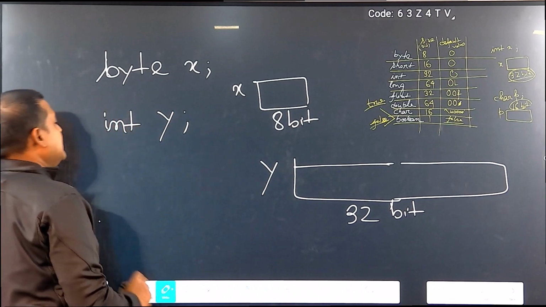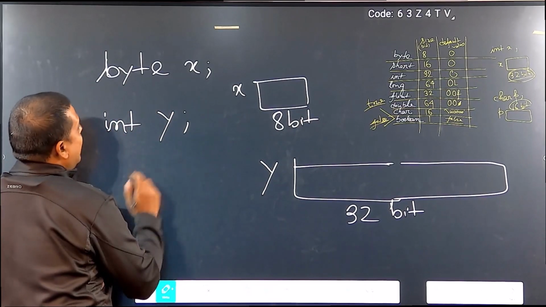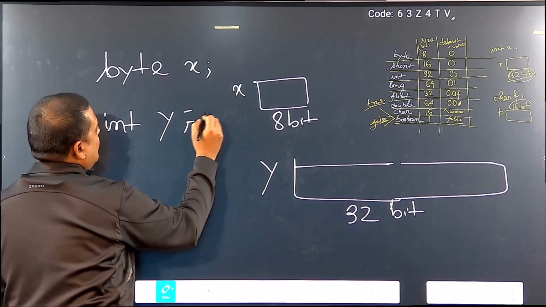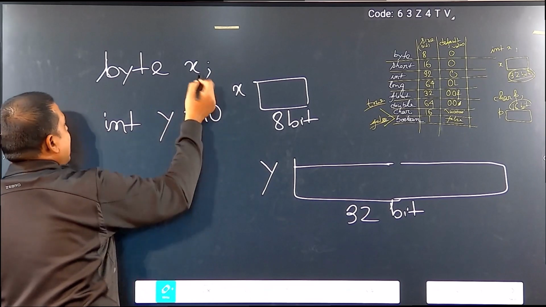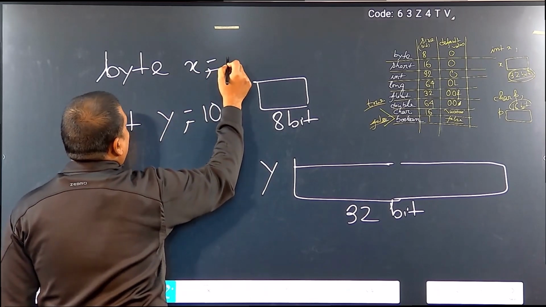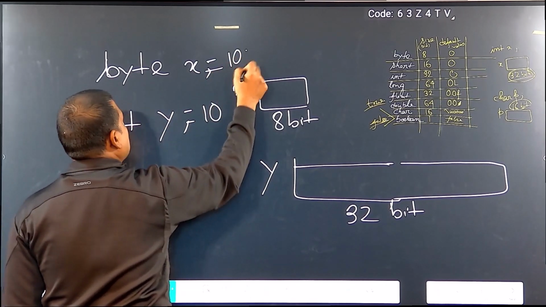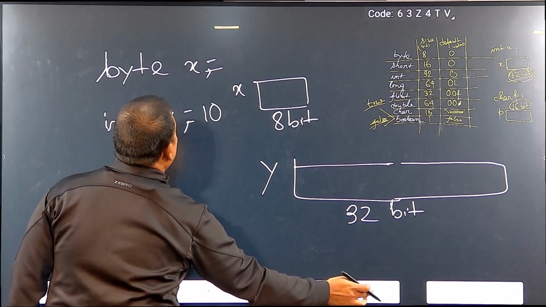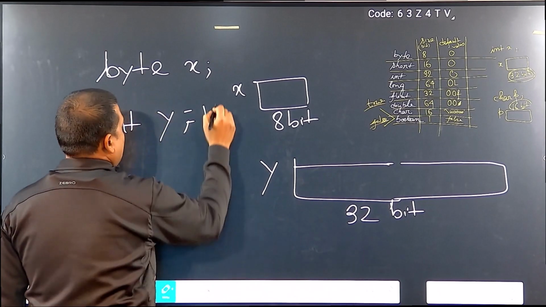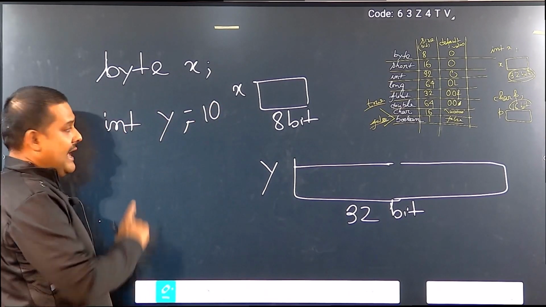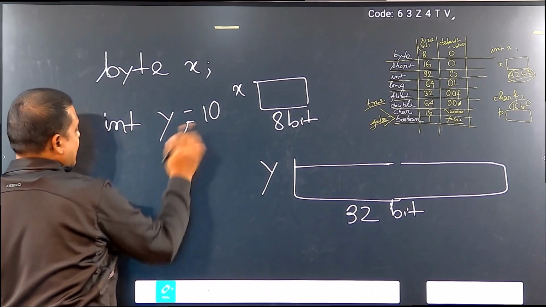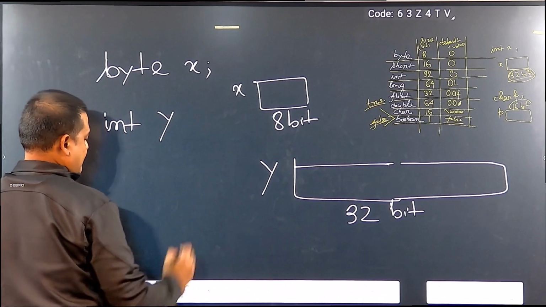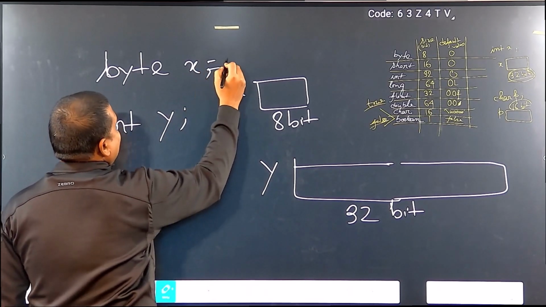Now, the interesting part here. Say I have stored 10 inside y, and inside x I have stored some value. Okay, I am just changing this value. Just have a look. I am just assigning this x as 10.